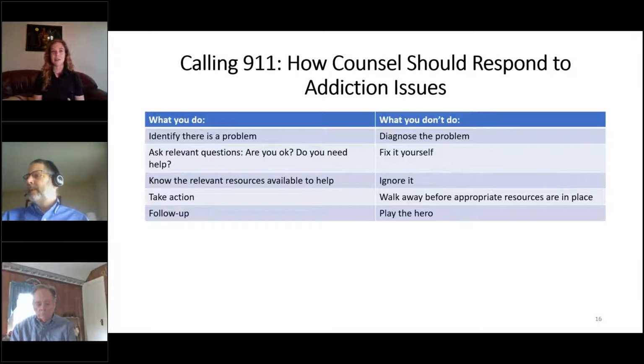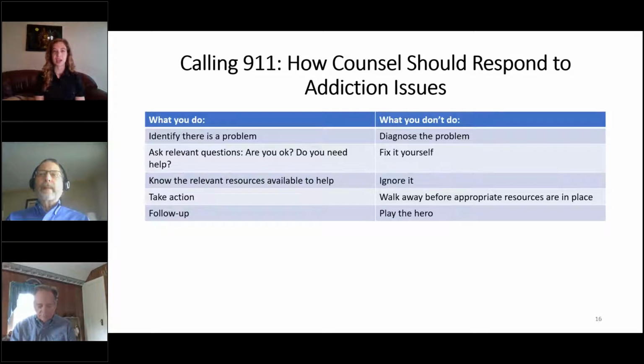So this isn't Grey's Anatomy. You don't just start cracking someone's chest open on the street. You also don't call Domino's. You don't call a museum. You call 911 because that's the relevant and appropriate resource to help that person in the moment. You don't ignore it and just walk away.